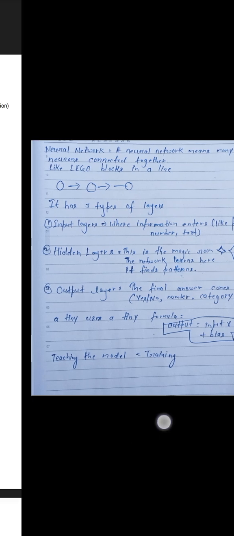Input, hidden, output. We have three types of layers. The input layer is where information enters, like text, images, videos, photo, number. Then the hidden layer. Wow, this is a magic room where the network learns. It finds complex patterns, like how things are actually connected together. Then we have the final layer, which is the output layer. The final answer comes out here, like yes, no, number, category, etc. A tiny formula: output equals input times weight plus bias. Teaching the model is training.